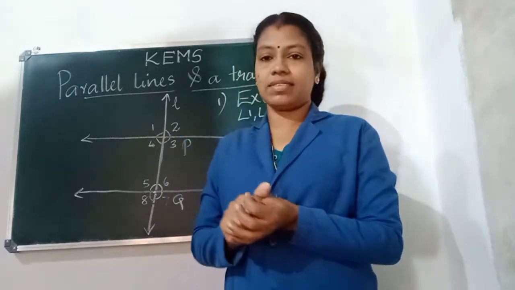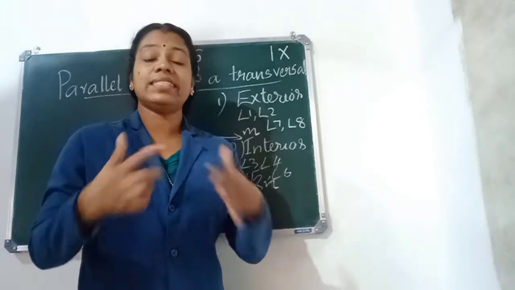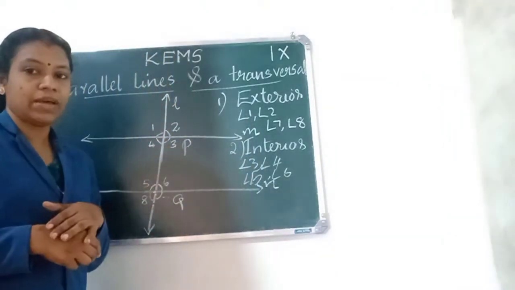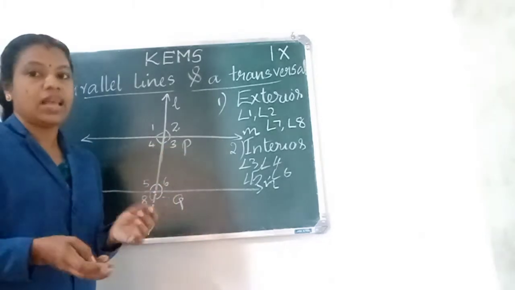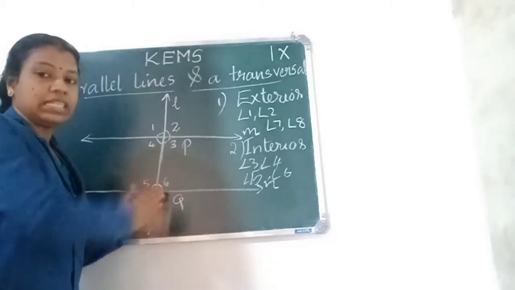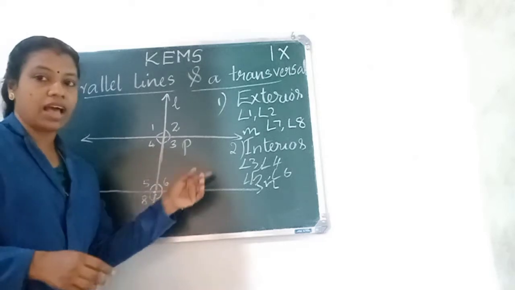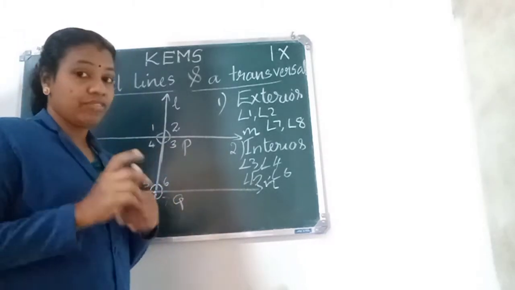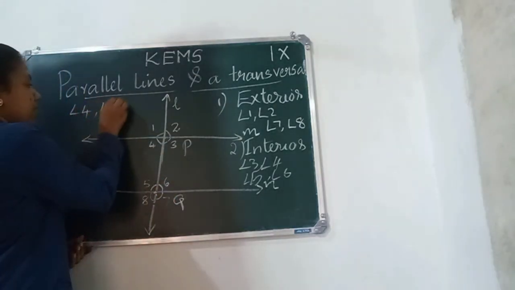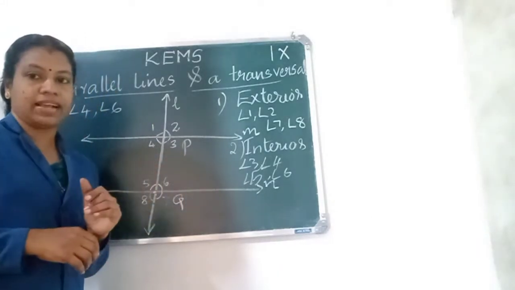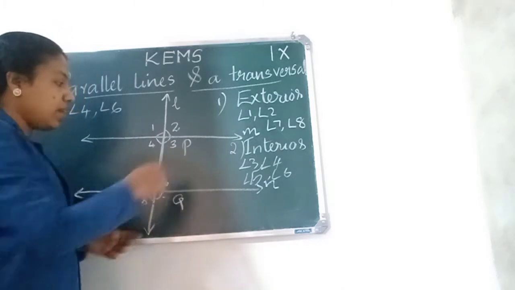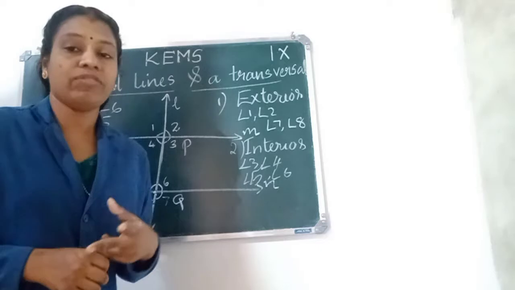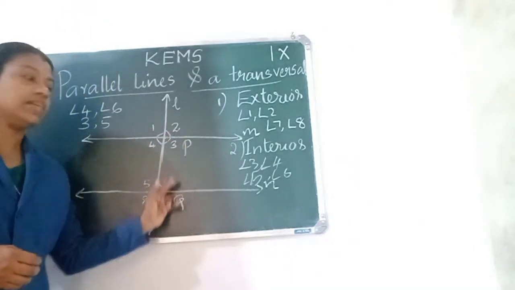Then the third group of angles: alternate interior angles. Interior angles are 3, 4, 5, 6. Alternate means opposite sides of the transversal. So here the alternate interior angles are 4 and 6, one pair, and then the other pair, 3 and 5. Two pairs of alternate interior angles: 4 and 6, then 3 and 5.